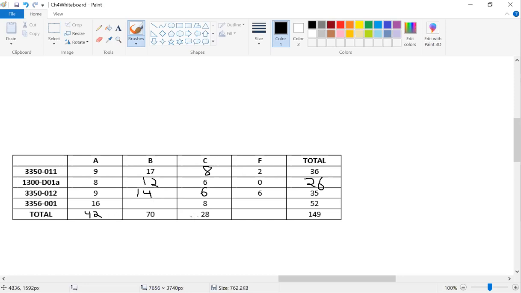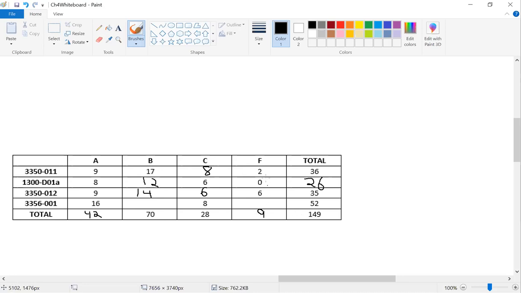Let's go to our last one. All of this has to add up to 149. Now we're only missing one entry. We can do it now. 42 plus 70, 112 plus 28. That's 140. So the difference is just 9.